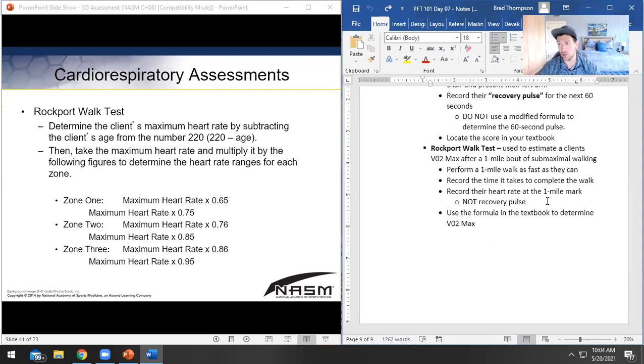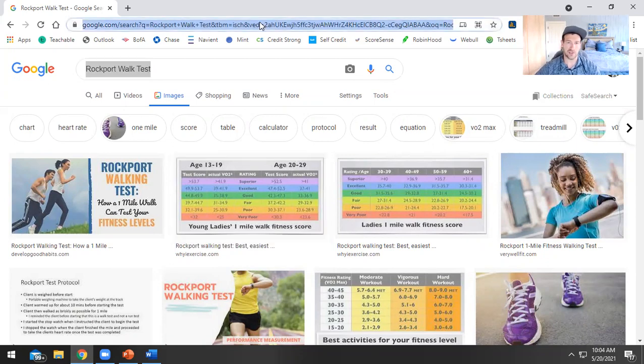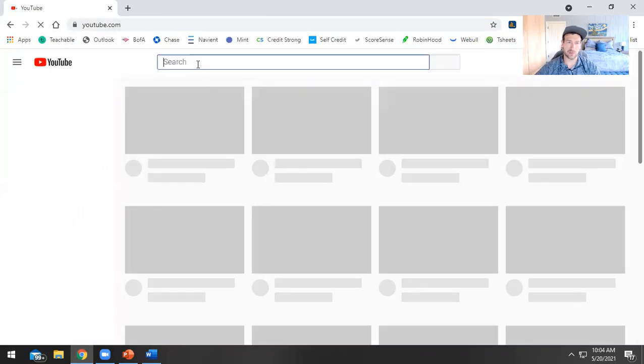I encourage you to have your client wear an actual chest strap heart rate monitor while they do this, and that will give you a much more accurate reading. And you're just going to look to see exactly what it is in that moment. So here's a little video on how to do the Rockport walk test.